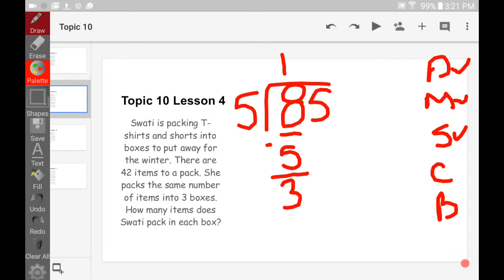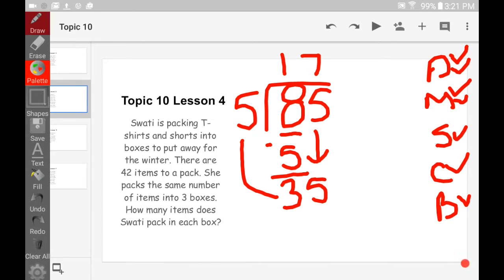I check. 3 is less than 5, so we're good there. I look for my bring down. I have a 5 here to bring down, so I'm going to bring that down. All right. Now we're starting here again. Now we're doing 5 into 35. Well, if we think of our 5 facts, 5 can go into 35 7 times. There's my division. 7 times 5 is 35. There's my multiply. I'm going to subtract. 35 minus 35 is 0.